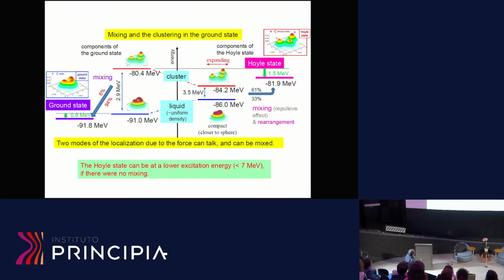This is very interesting because even the Hoyle state contains a nuclear matter type component with 33%. So the nuclear matter type component and the clustering component are not completely separated, and both of them are included in the ground state and the Hoyle state with different probability. That is quite interesting, and this has to be verified experimentally. I don't know how to do it, but it's a very interesting subject.